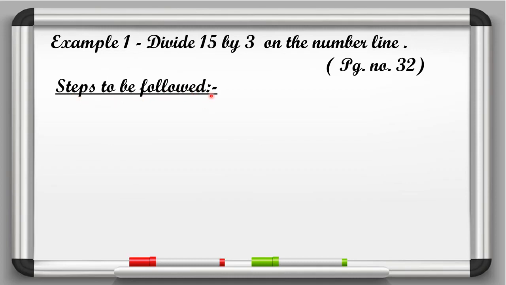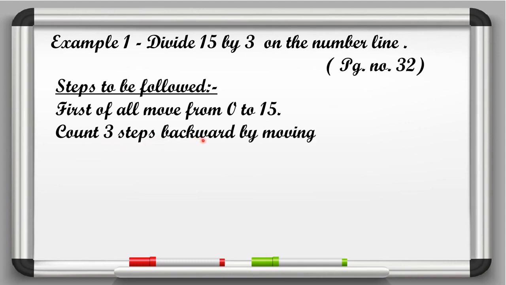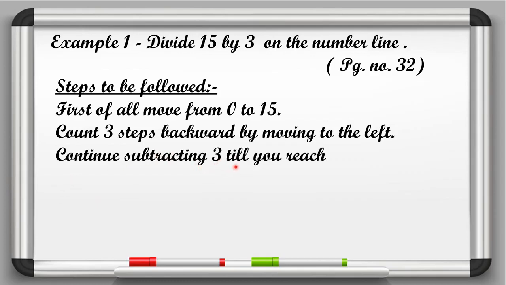Again I am repeating. Number 1 is, first of all, move from 0 to 15. Okay, sabse pehle hum 0 se 15 pe move karenge, because we have to divide 15 by 3. Okay, after that, count 3 steps backward by moving to the left. ठीक है, हमें left side पे move करना है, because we are subtracting. Okay, now continue subtracting 3 till you reach at 0. ठीक है बेटा, जैसे हम repeated subtraction के अंदर करते हैं, वैसे ही हमने इसमें तब तक 3 minus करते जाना है जब तक हम 0 पे ना पहुंच जाएं.